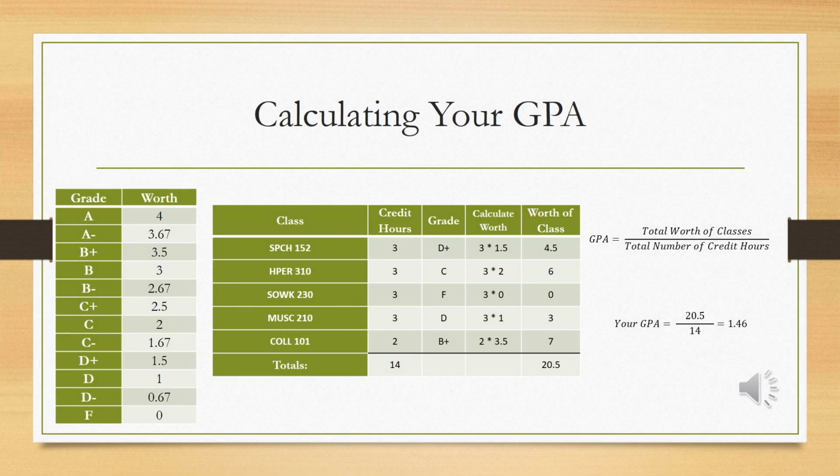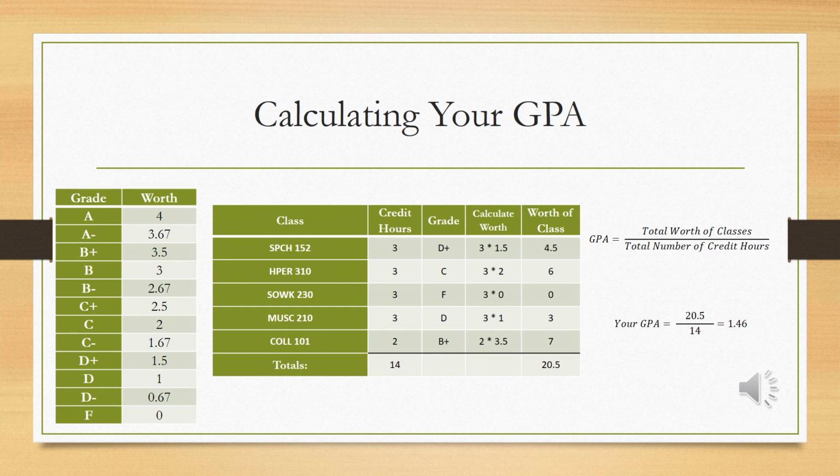Here you see another student's class schedule and the grades received. You multiply how many credit hours a class is by the worth of the class. For example, College 101 is worth 2 credit hours, and the student received a B+, which is worth 3.5 points. 2 times 3.5 is 7.